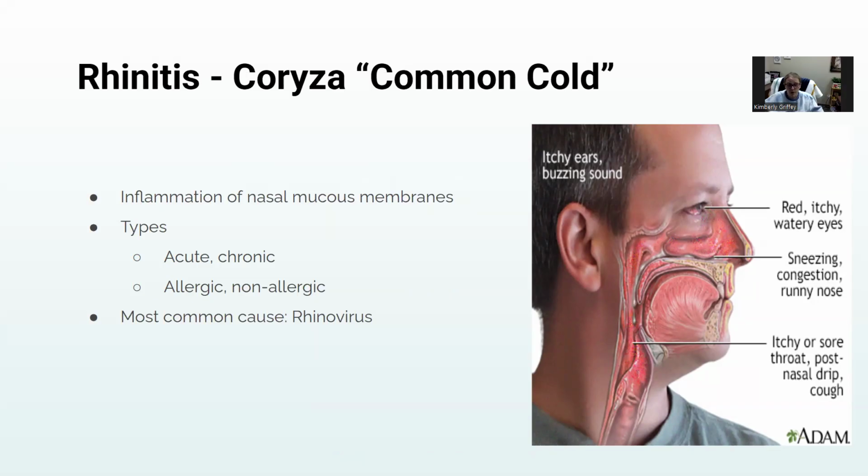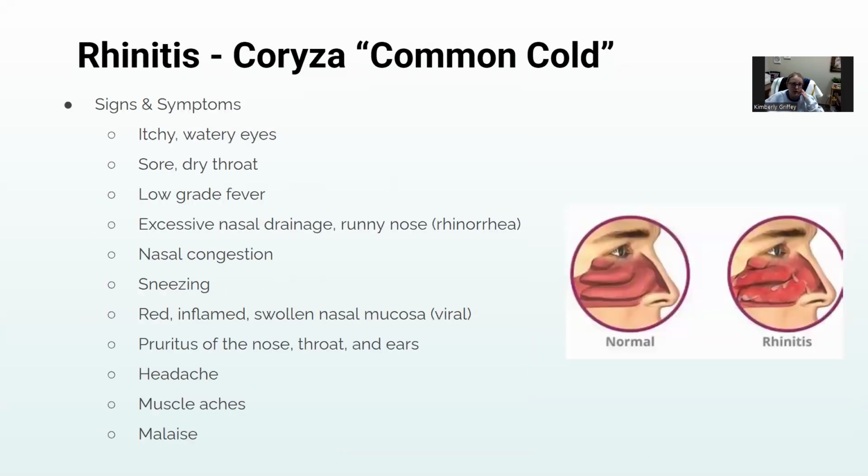And like I said, I'll give you guys all my notes on this because I have notes that I don't have printed. So common signs and symptoms are going to be red, itchy, and watery eyes, sneezing, congestion, and a runny nose. They're going to have an itchy, sore throat, and they can have post-nasal drip and a cough. They may also have a low-grade fever. You're going to have excessive nasal drainage or runny nose. You have nasal congestion. You can have red, inflamed, and swollen nasal mucosa.